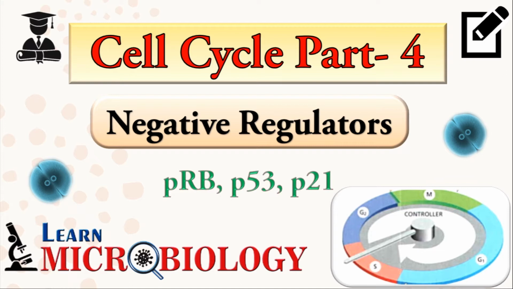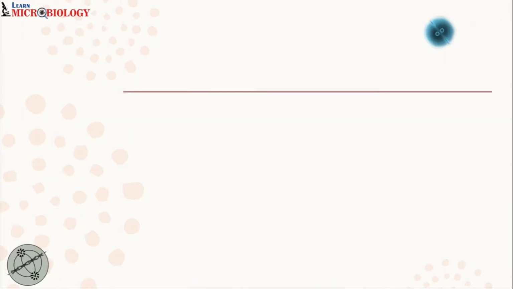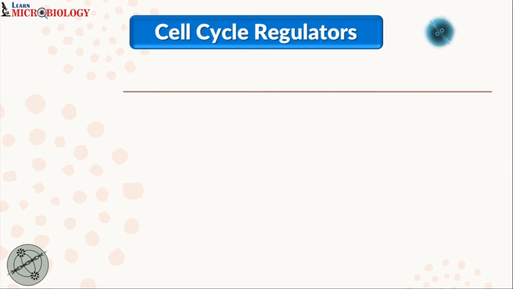In this another video on cell cycle, we will be studying about the negative regulators of cell cycle that are your PRB, P53 and P21 proteins. Let's get started. First, let us understand what is cell cycle regulators.